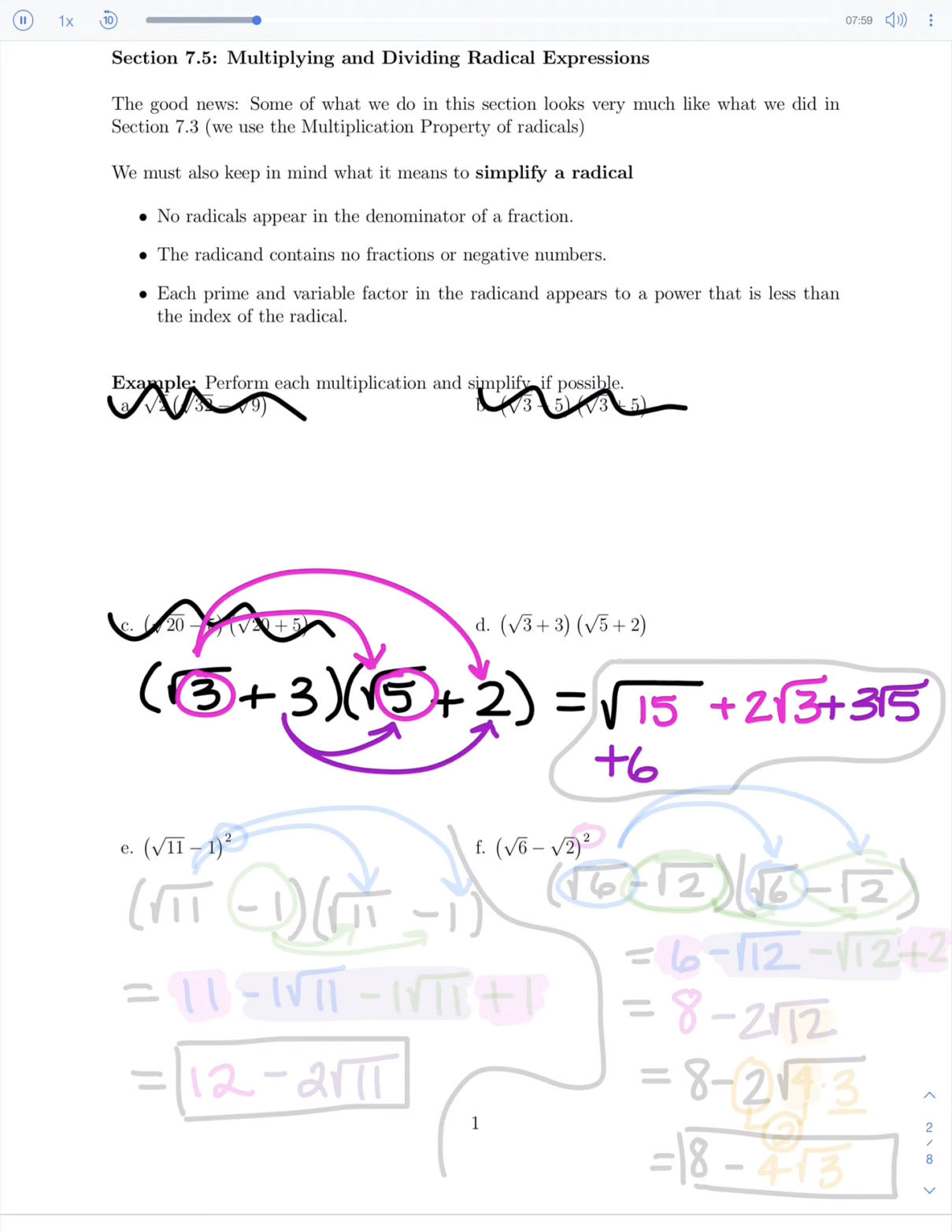Now, what we will notice is that none of these are like terms. We've got a square root of 15, which cannot be broken down. We've got 2 square roots of 3, which is again already simplified. 3 square roots of 5, which is already simplified. But again, notice the square root of 3 and the square root of 5 are not like terms, so we cannot add them. And then we've just got the ordinary number 6. Again, none of these are like terms, so we are done, and we just need to leave them all separate and as is.